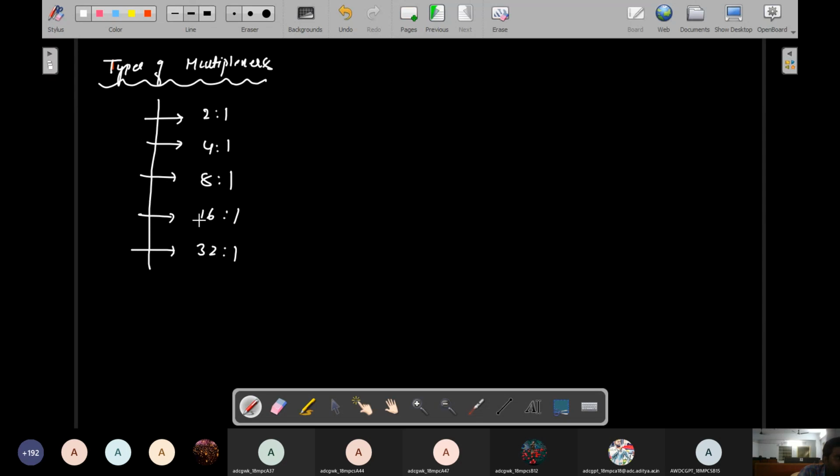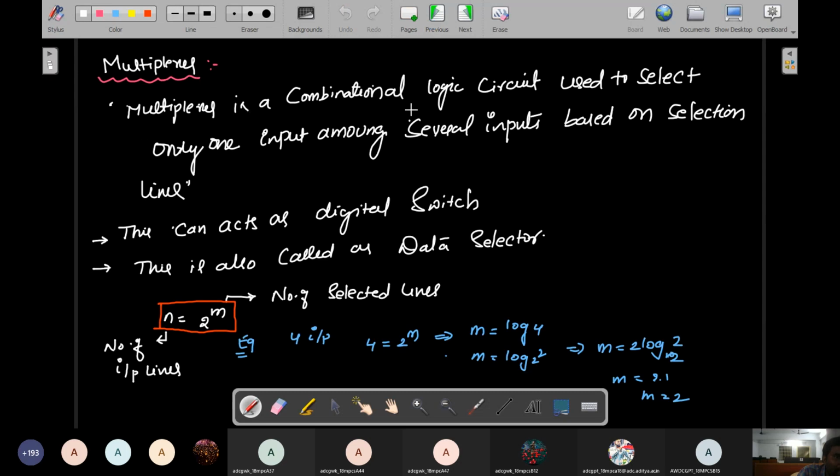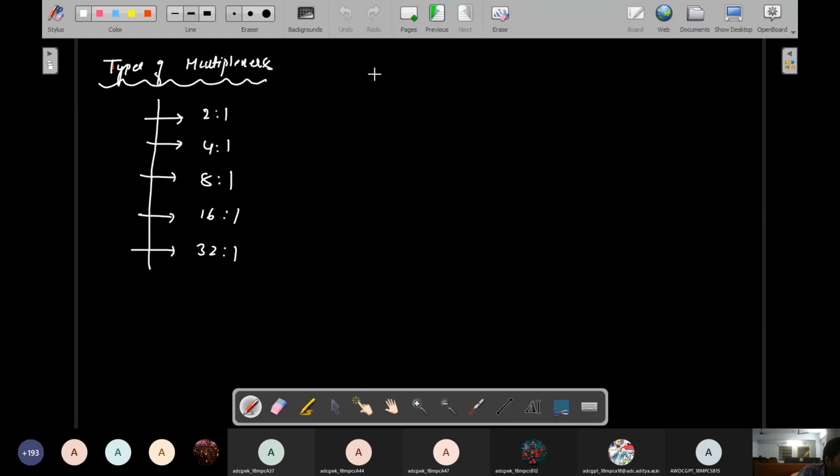See here, these are the input terminals and this is the output, because a multiplexer is a combinational logic circuit that uses only one input among the several inputs based on the selection lines. So the output is selecting any one of the inputs. That is the meaning. One of many input lines is directed to an output line. That is the selection.